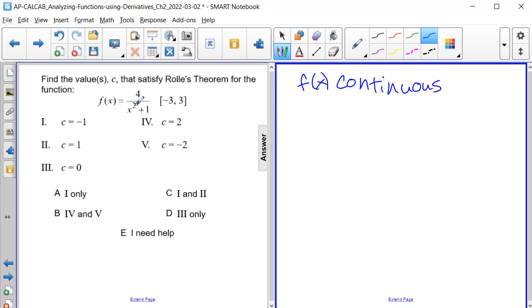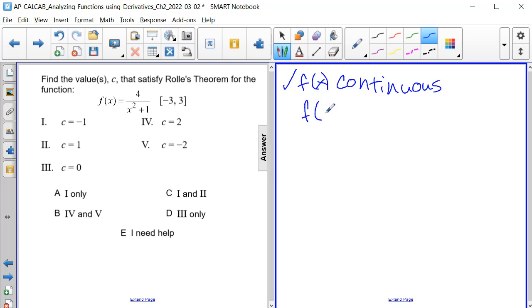Well, with rational functions, does the denominator ever equal 0? And the answer to this is no, especially within this given interval. Because whenever I even take like -3 and I square it, it's going to be +9. It's going to give me a positive value in the denominator. So yes, it is definitely continuous.